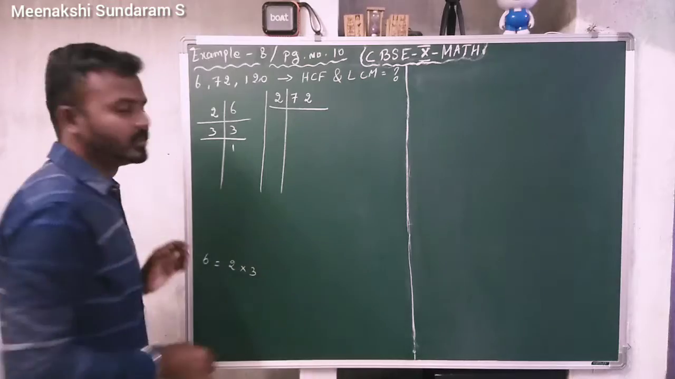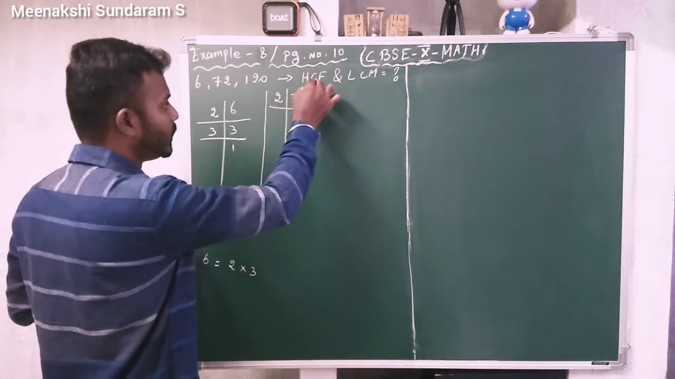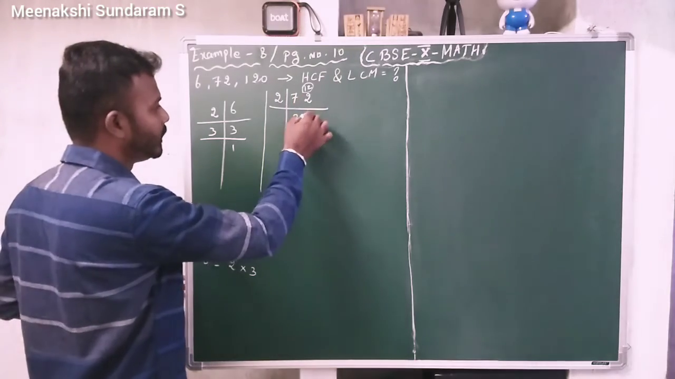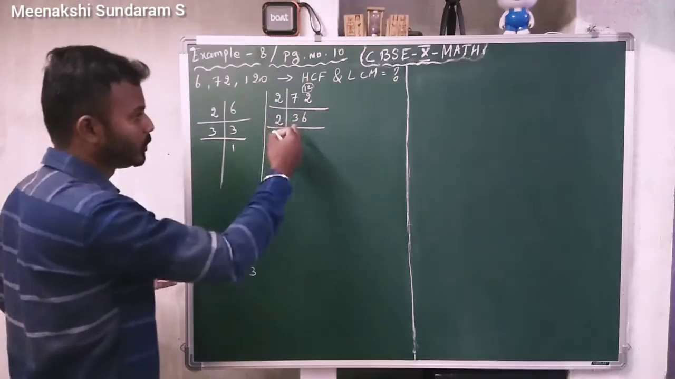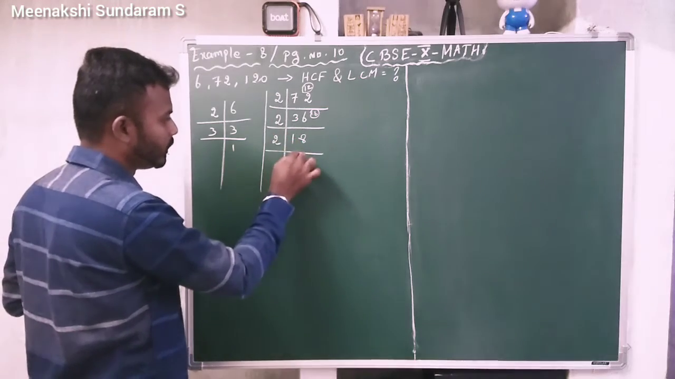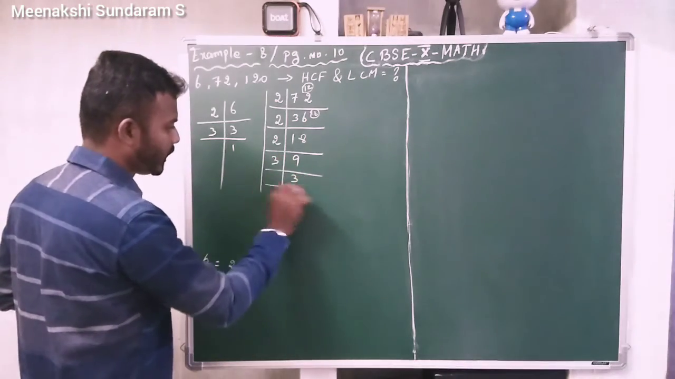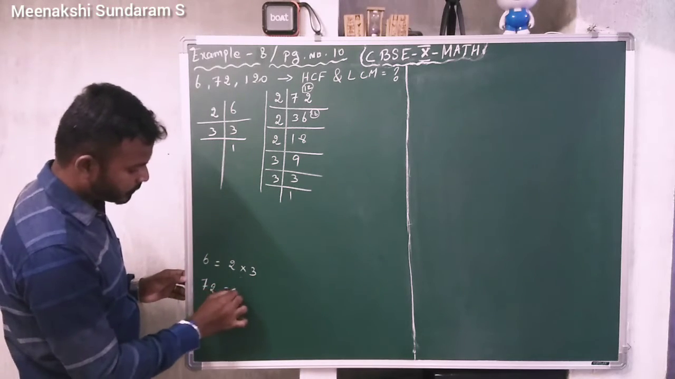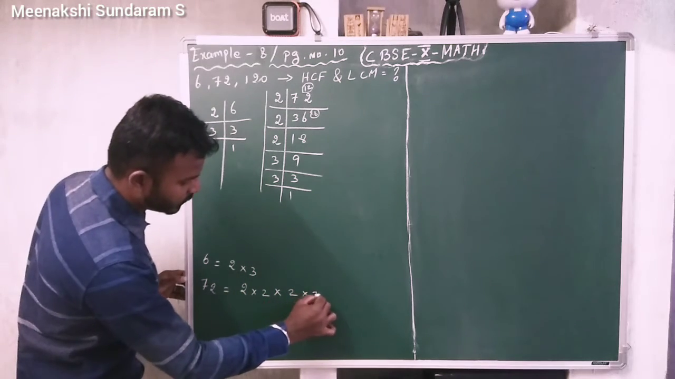72 is an even number, so it's divisible by 2. 2 threes are 6, remaining 1, so it became 12. 2 sixes are 12, so 6. Again, 2 table, 2 threes are 6, so 3... then 3 table, 3 threes are 9, so again 3, then 1. So we can write 72 is equal to 2 into 2 into 2 into 3 into 3.